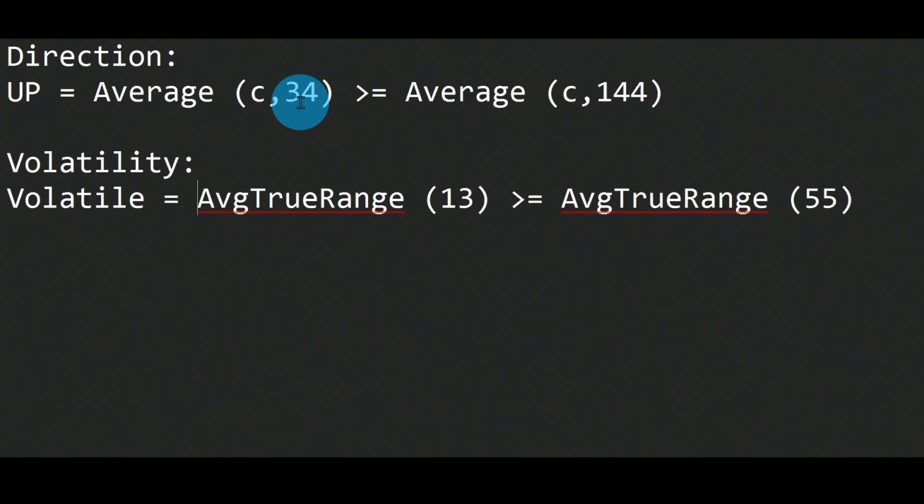If the average of the past 30 bars is greater than the average of the past 144 bars, we will consider the market is in an uptrend. And if it's not, then we are in a downtrend.